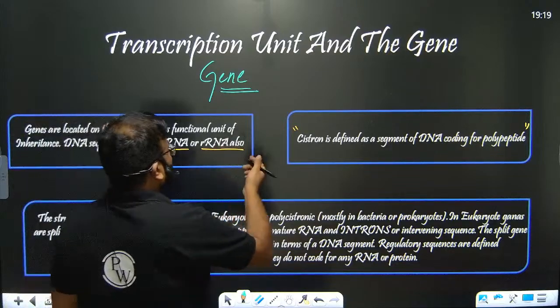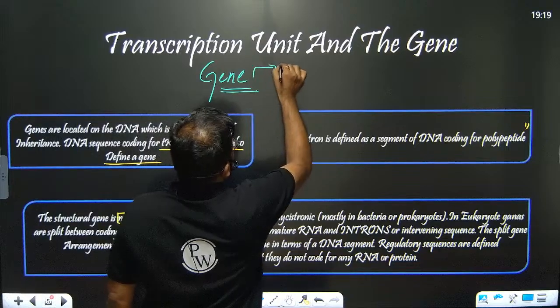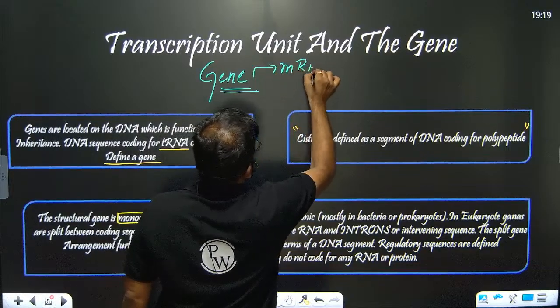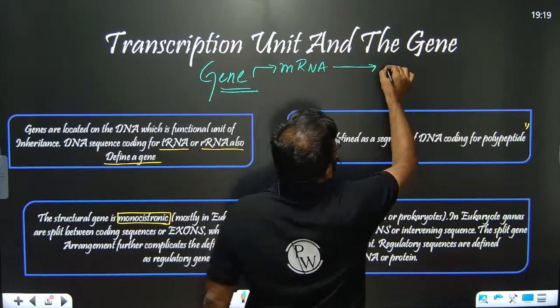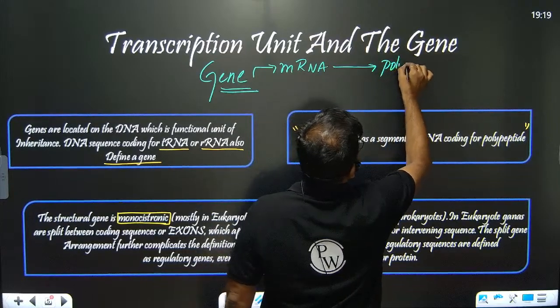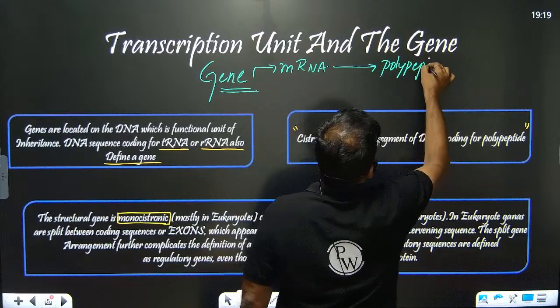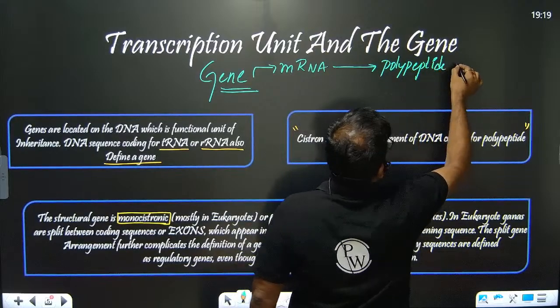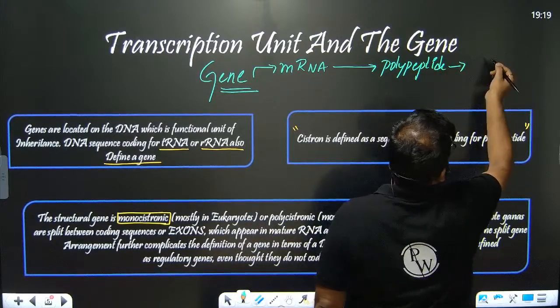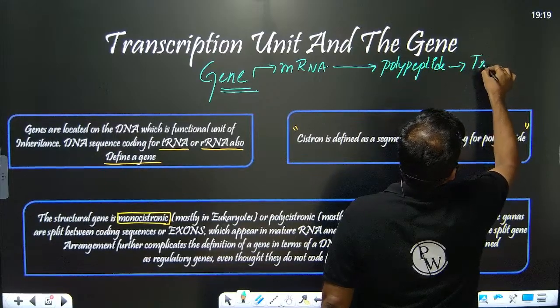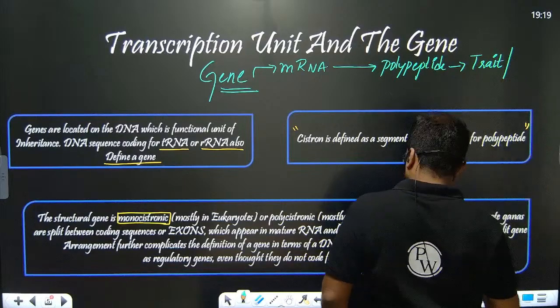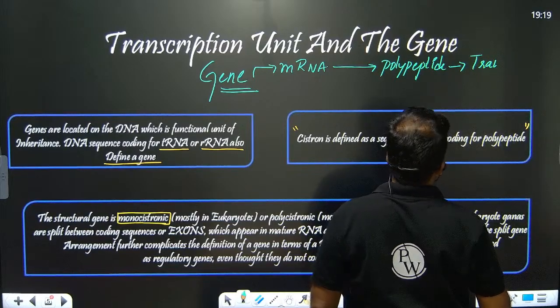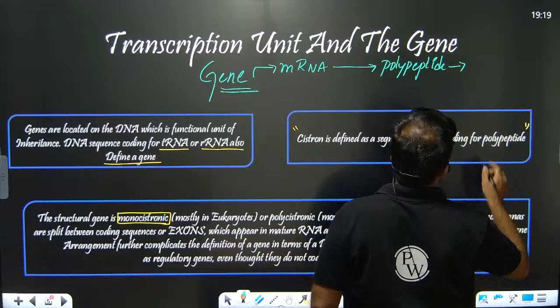But a gene can make an mRNA, which will later be translated into the polypeptide chain, and that polypeptide chain governs a particular trait, or I would rather call it a character. It's better.